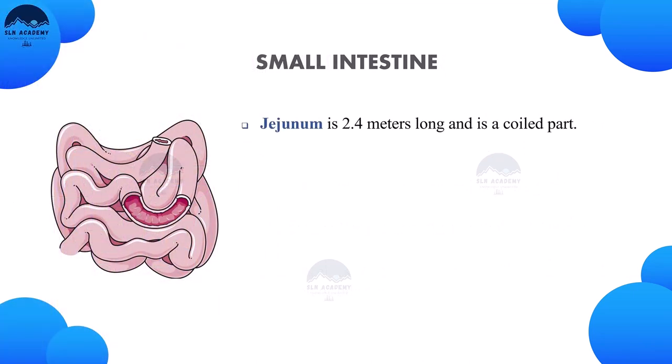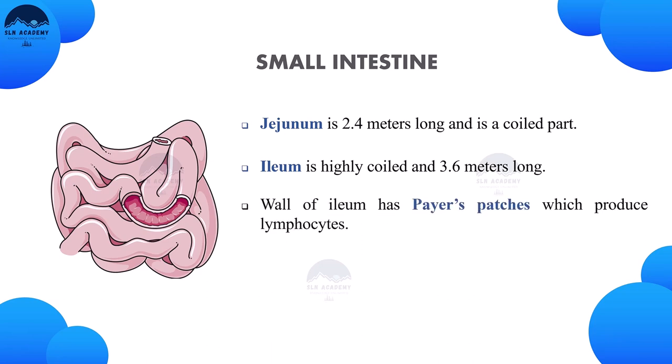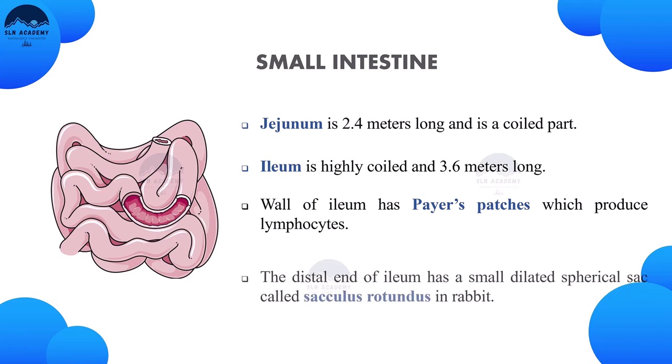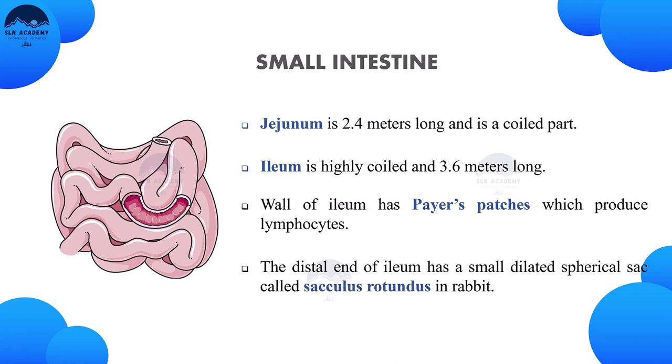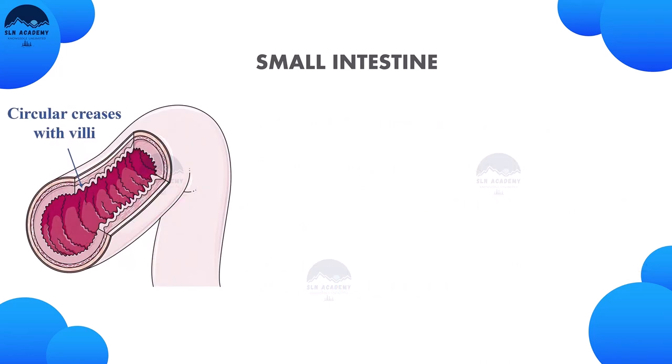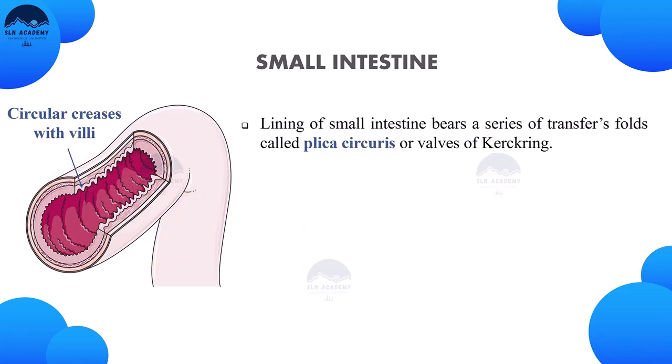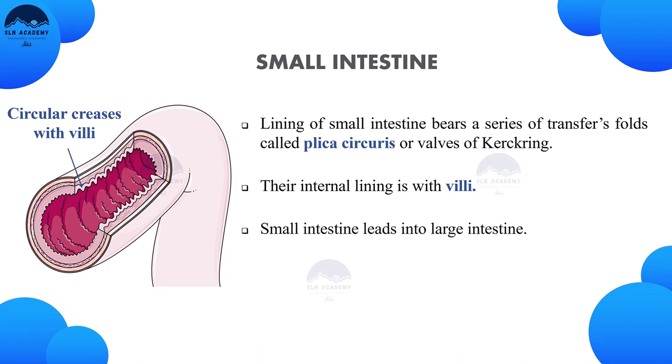Jejunum is 2.4 meters long and it is a coiled part. Ileum is highly coiled and 3.6 meters long. Wall of ileum has Peyer's patches, which produce lymphocytes. The distal end of ileum has a small dilated spherical sac called sacculus rotundus in rabbit. Lining of small intestine bears a series of transverse folds called plicae circulares or valves of Kerckring. Their internal lining is with villi. Small intestine leads into large intestine.